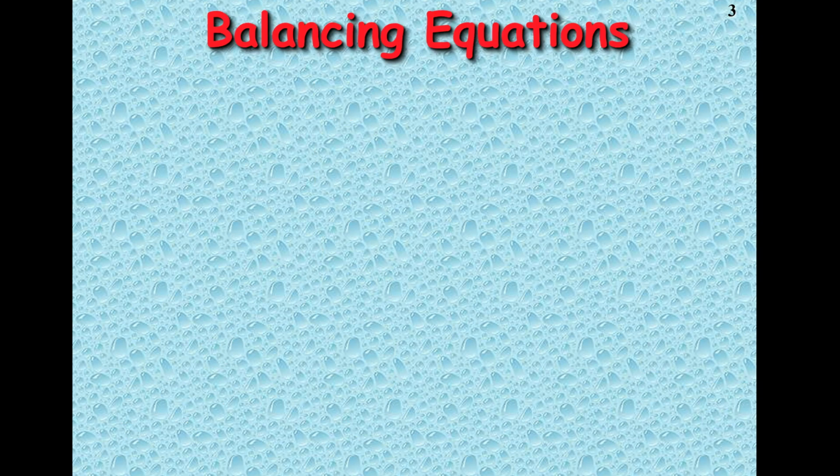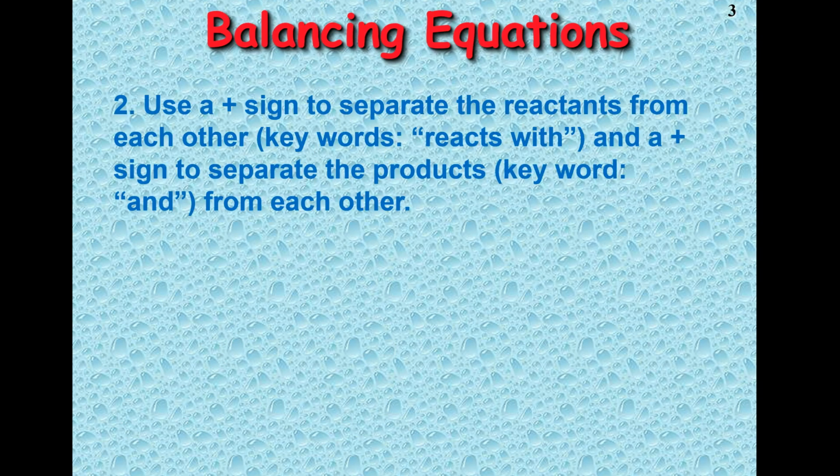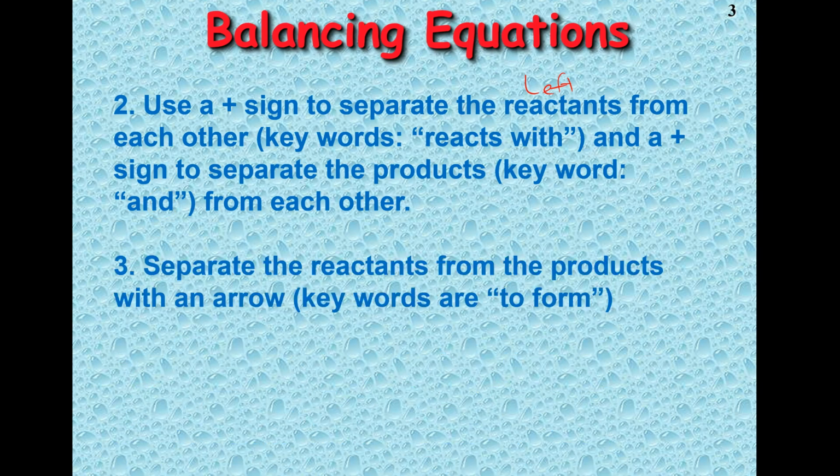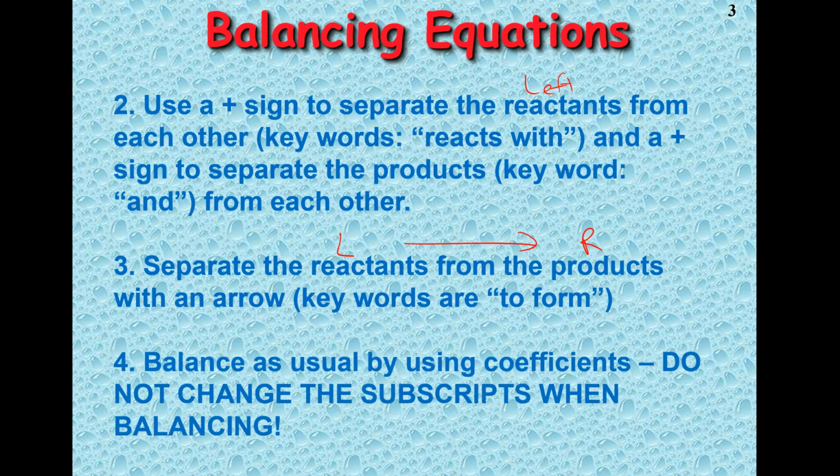So once you identify whether it's an element or a compound, you're going to use a plus sign to separate the reactants, that would be on the left side of the arrow, from each other. The keywords would be something like reacts with. And then a plus sign also to separate the products from each other, and the keyword there is generally and. You'll see what it looks like. Then to separate the reactants on the left from the products on the right, you put an arrow, and the keywords are to form. And then you're going to balance as usual by using coefficients. Do not change the subscripts when you're balancing.